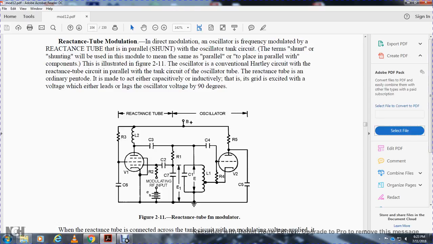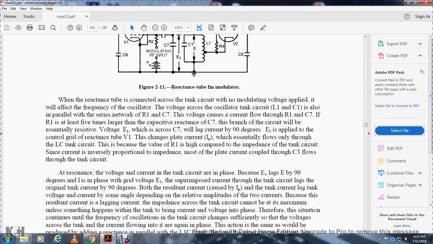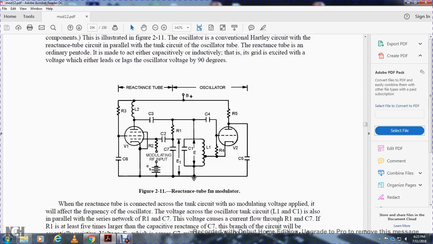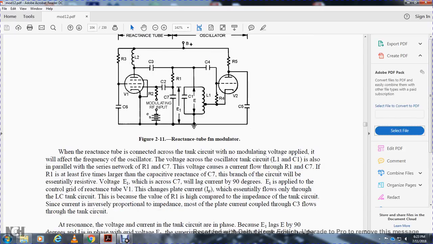Modulating radio frequency input and reactance tube oscillator. Alright, this is your reactance tube. Over here, your oscillator is on the right. With the reactance tube connected to the tank circuit and no modulation voltage applied, there is no effect on the frequency of the oscillator.